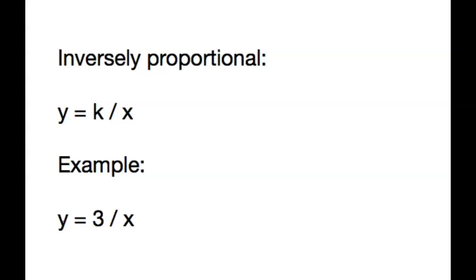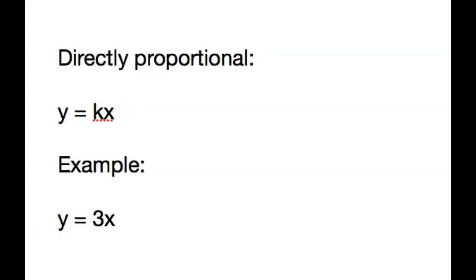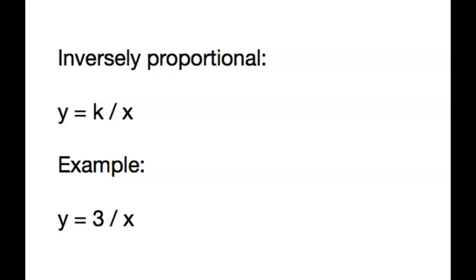So when people usually say directly proportional, it just means that if one thing gets bigger, the other thing gets bigger. And if people say that two things are inversely proportional, then what they're saying is one thing gets bigger, the other thing gets smaller. So I'll give you an example.